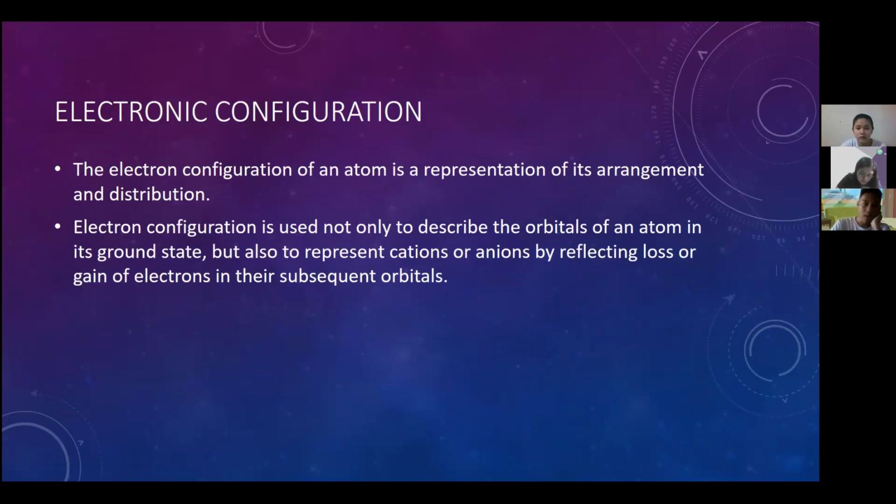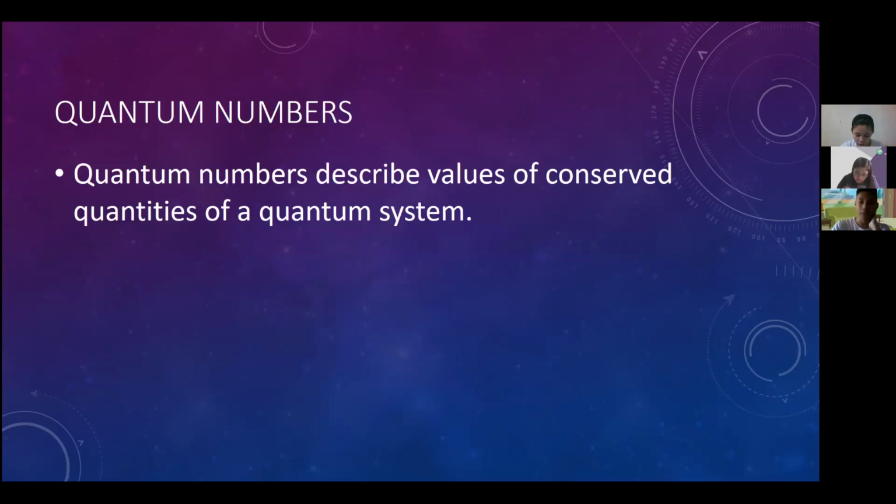First, we define what electronic configuration is. An electronic configuration of an atom is a representation of its arrangement and distribution. Electron configuration is used not only to describe the orbitals of an atom in its ground state, but also to represent cations or anions by reflecting loss or gain of electrons in their subsequent orbitals. For quantum numbers, they describe the values of conserved quantities of a quantum system.